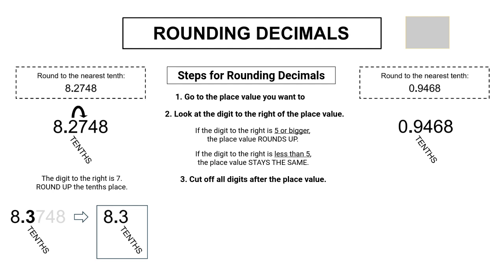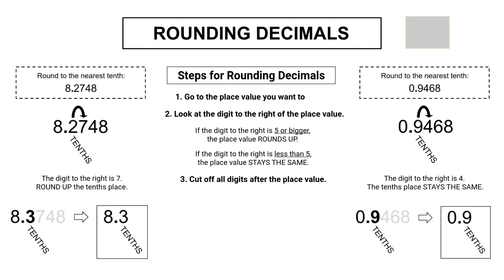Next step, you look at the digit to the right. In this case, the digit is less than 5, so our tenths place is going to stay the same. So in that case, the 9 will still stay a 9, and then step 3, we cut off everything after the tenths place. So the final answer will be just 0.9.